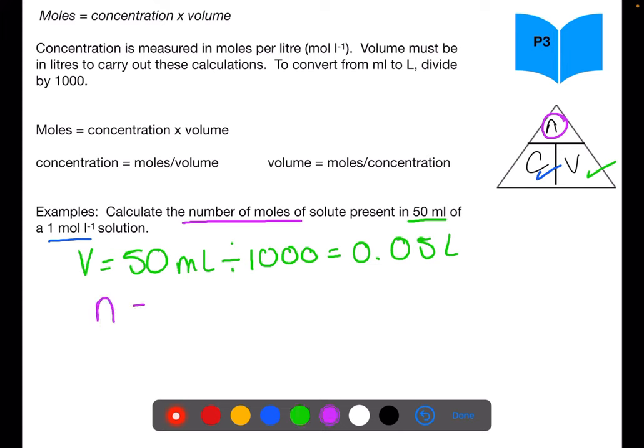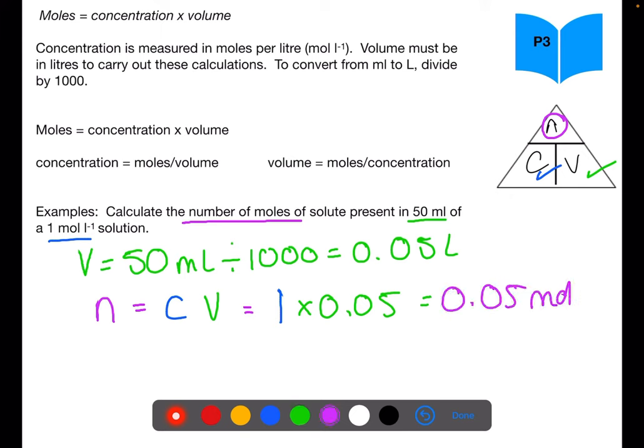We can then take moles equals concentration times volume, where we have a concentration of 1 and a volume of 0.05. This means that we would need 0.05 moles of solute to make this solution.